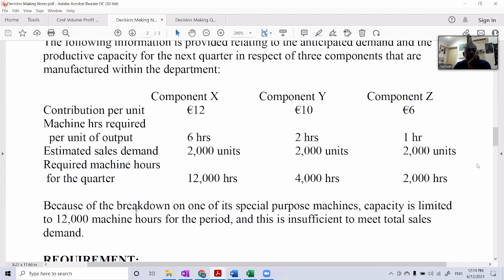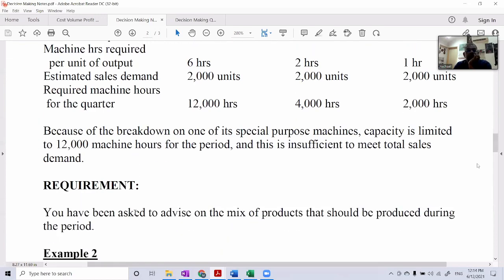But read the next sentence. Because of the breakdown of one of its special purpose machines, capacity is limited to 12,000 machine hours per period. And this is insufficient to meet sales demand. You've been asked to advise on the mix of products that should be produced during the period.